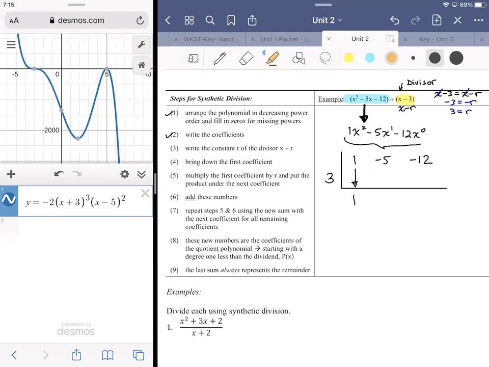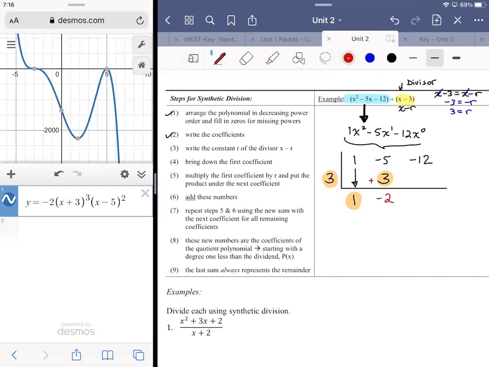What you do is you pull down that leading coefficient and multiply it by the number on the outside. So 1 times 3 will give you a 3. That result goes here. Then you add down the column. I'm going to take that -5 and add to it a 3, and that's going to give me a -2. You're always going to add down the column.